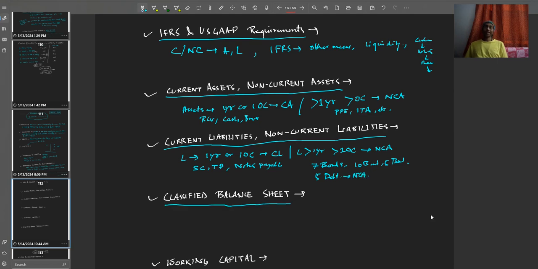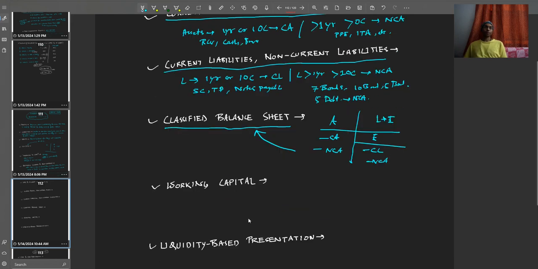A balance sheet which is bifurcated in terms of current and non-current. So let's say there is assets and there is liabilities plus equity. You have a mention of current assets, non-current assets, and you have a mention of equity, and then current liabilities, non-current liabilities. This current and non-current mention, if it is there in a balance sheet, it is called a classified balance sheet.